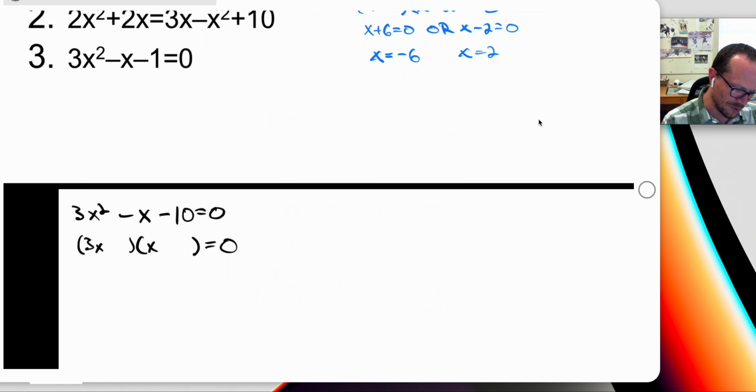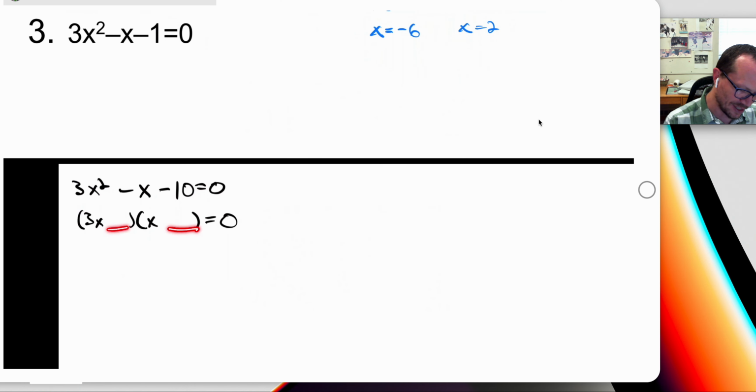The two numbers that go here have to multiply to give you negative 10. So could do minus 5 and plus 2, or minus 10 and plus 1. I could just try out those combinations. I could put a minus 10 here and a plus 1 here.